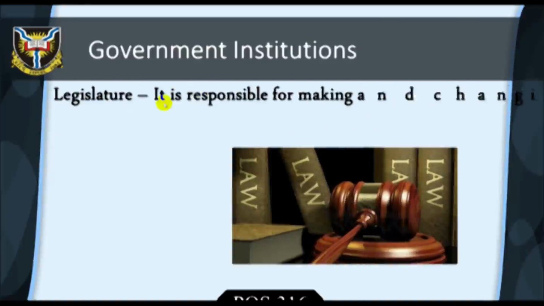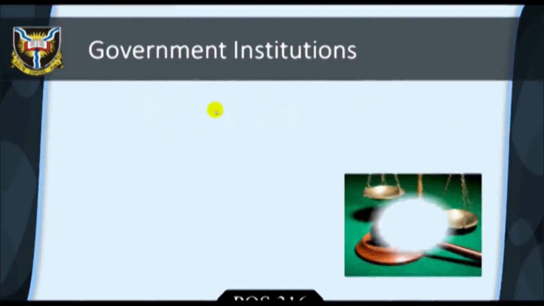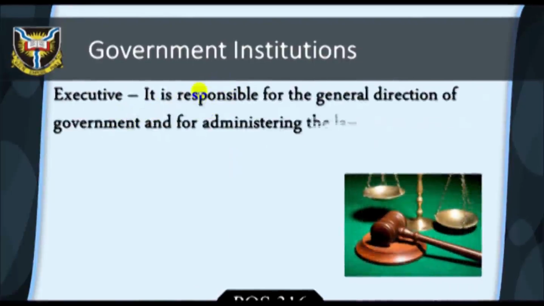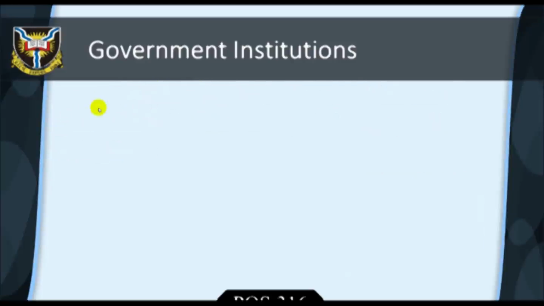Legislature. This branch is responsible for making and changing laws, legislations, or regulations. In Britain, for example, the legislature consists of three sections of parliament: the House of Commons, the House of Lords, and the Crown. While in Nigeria, the National Assembly is made up of the Senate and House of Representatives at the federal level, and at the state level, the State House of Assembly.